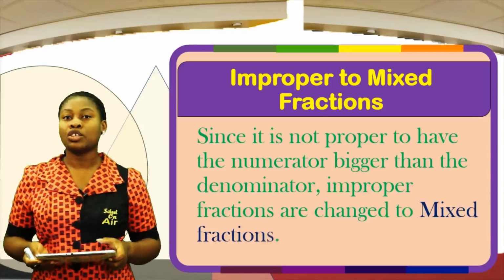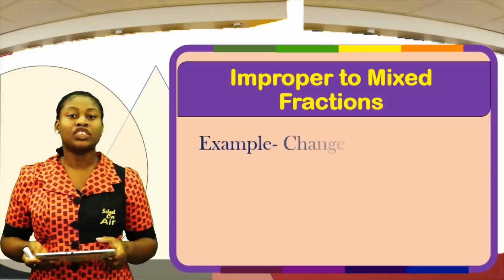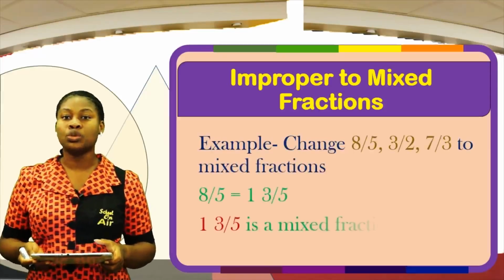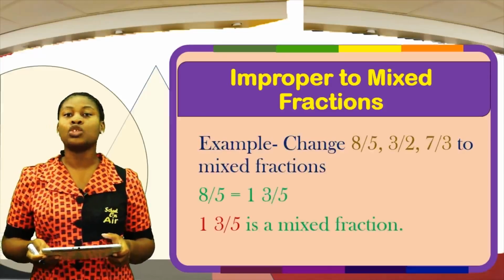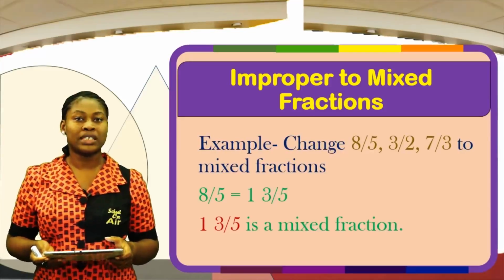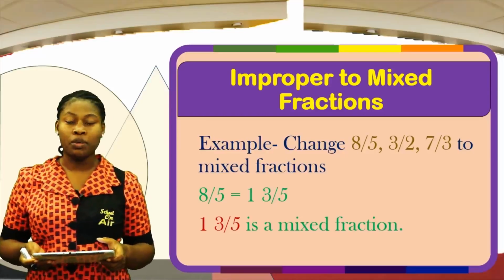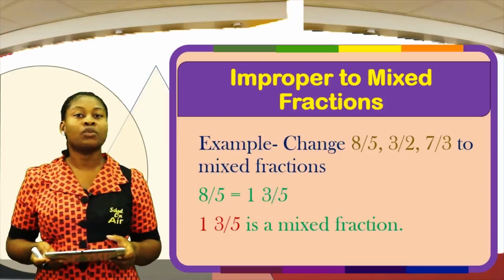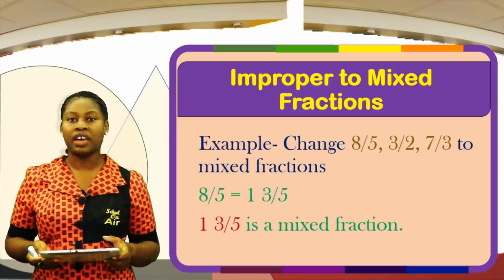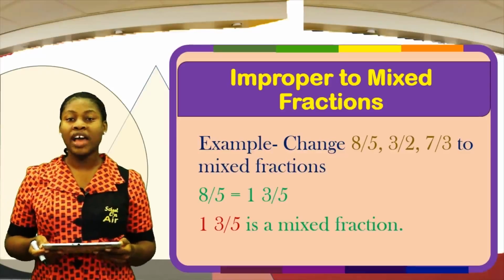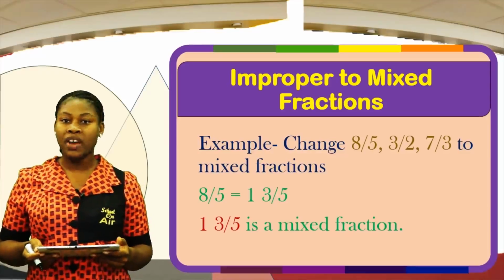Now, let us look at some examples. We want to change 8 over 5, 3 over 2, 7 over 3 to mixed fractions. You can see that those fractions there are not in their proper form, so they are improper fractions. So let us start with 8 over 5. Let us change 8 over 5 to a mixed fraction.